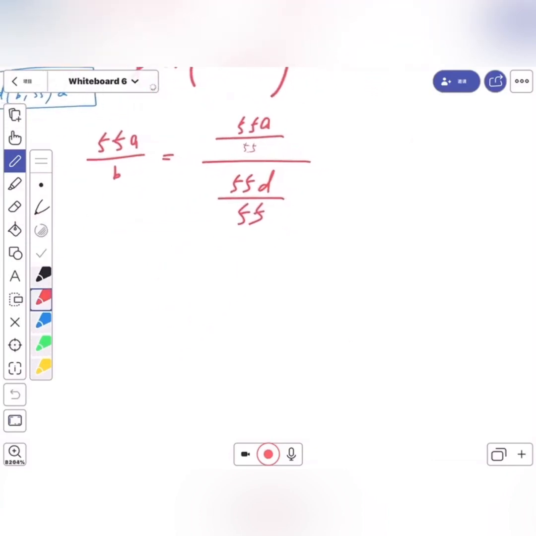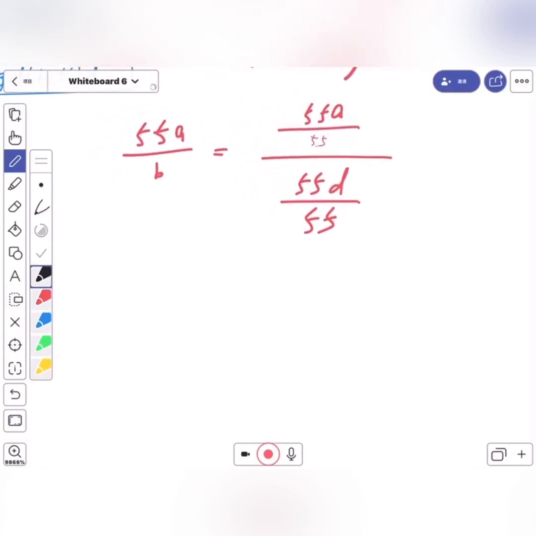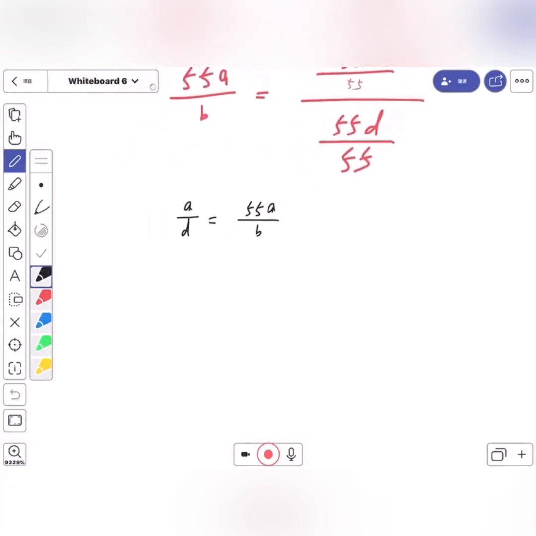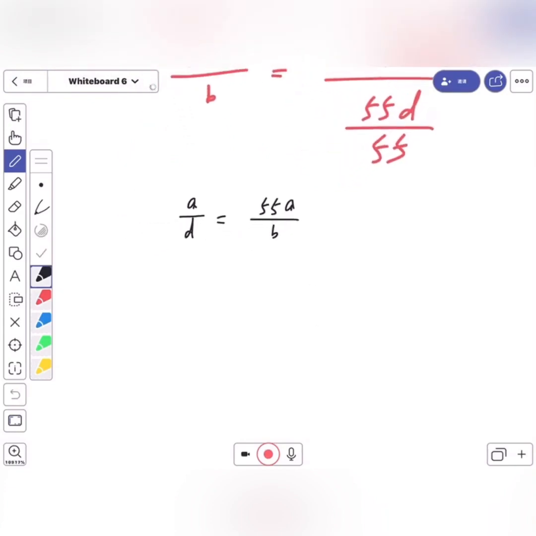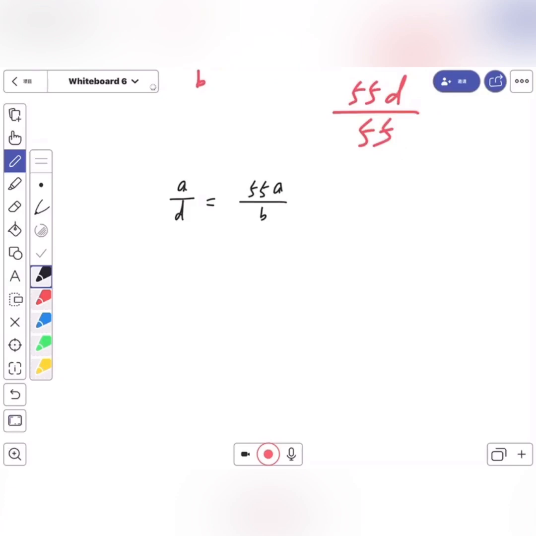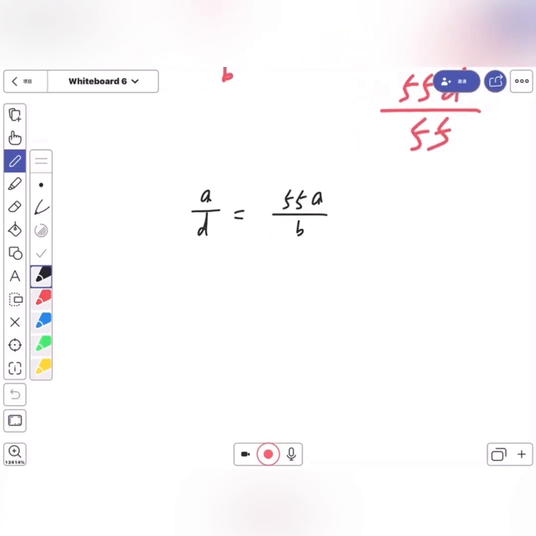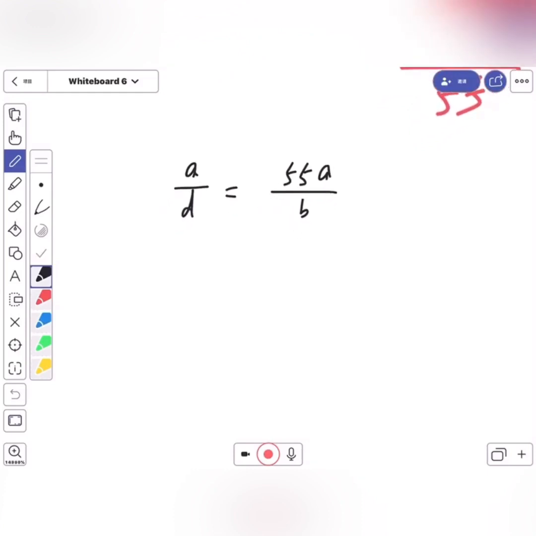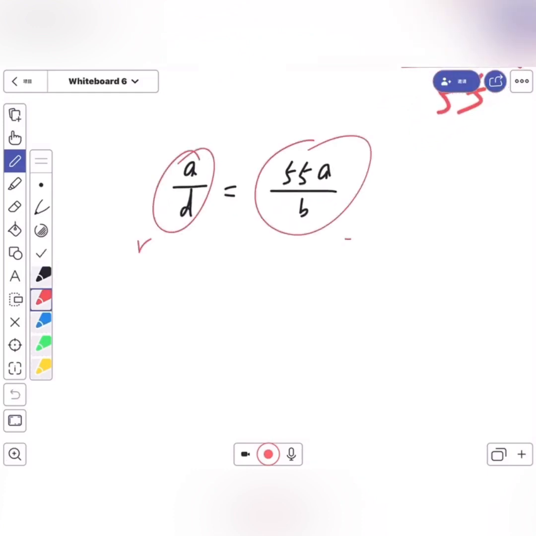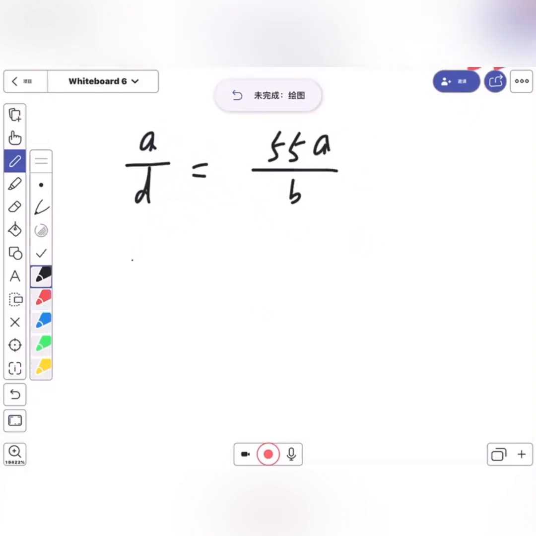So now, in this case, we're gonna have a over d is equal to 55 times a over b. And we know that one of the conditions of the problem is that the sum of the numerator and the denominator, when it's in the simplest form, must be equal between r and 55r. So this is r and this is 55r. So we're gonna have a plus d is equal to a plus b, which means d is equal to b.